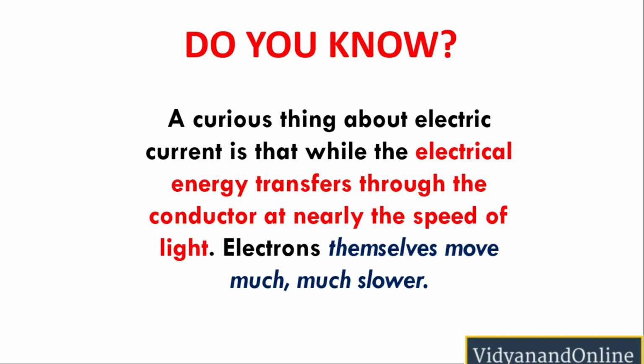Now, a very important thing. Do you know that in electric current, the electric energy transfers through the conductor at the speed of light, whereas electrons themselves move much slower. You'll be surprised to know that electron actually drifts from its position. It does not move from negative terminal all the way to positive terminal. It just drifts from its original position. I will tell you this with the help of an example.